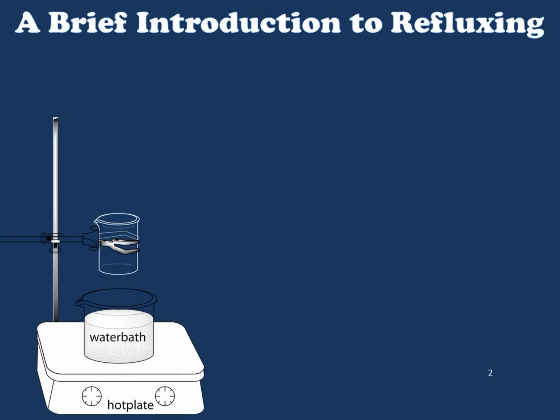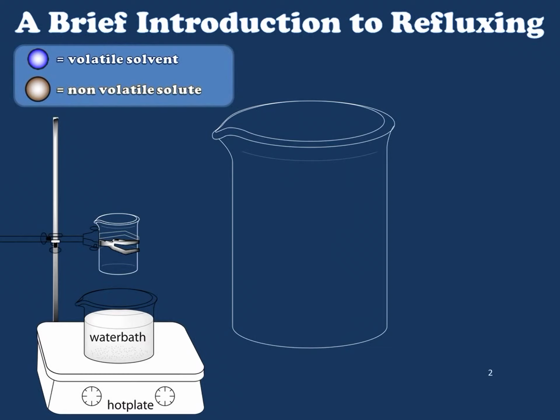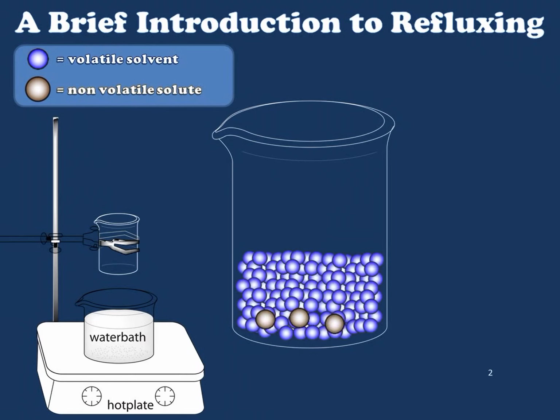Now, the simplest way to heat an organic solution is using a water bath or oil bath and a suspended beaker or flask. Now, let's take a look at this beaker and see what would happen if we attempted to heat a solution for an extended period of time. Within our beaker, we're going to place two different kinds of molecules. Those of volatile solvent, shown in blue, and those of the non-volatile solute, shown in brown. As we apply heat to this mixture, we expect the volatile solvent to boil. So let's do that now and watch what happens to the solvent vapor as it is formed.